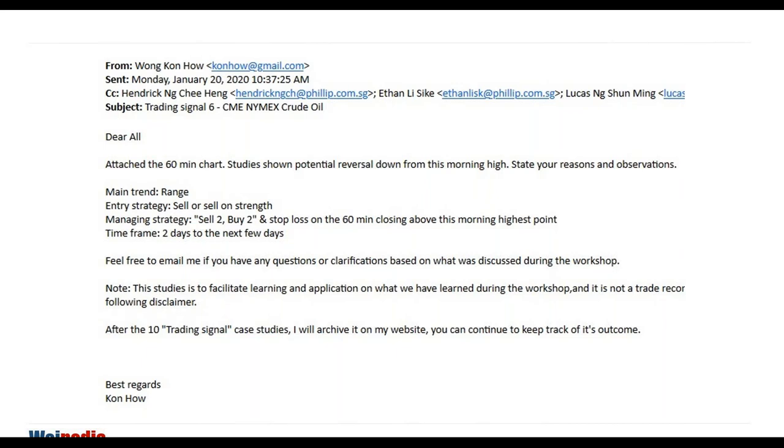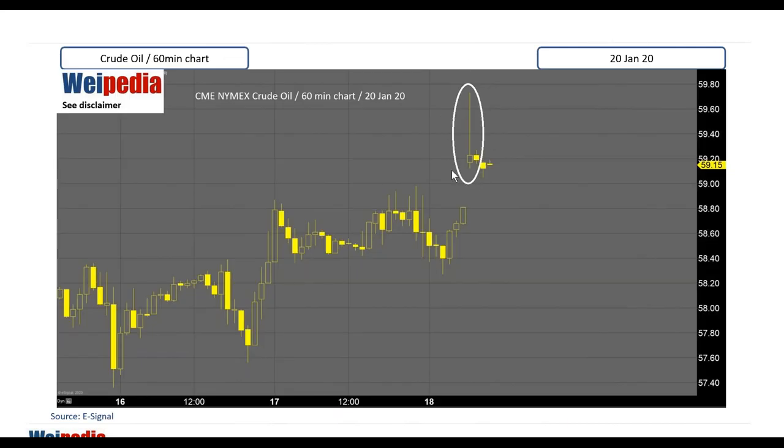So what I did was, on the 20th of January, I emailed you all this potential move for the whole month of April, at least once a week. If I have more, I will give you more. I said that on the 60-minute chart, there's a potential reversal from the morning high, on the NYMEX crude oil. What we saw was a very high-weighted inverse hammer, and I challenged the participants to think: if you short here and put a measured risk here, do you think it's possible? They discussed it.